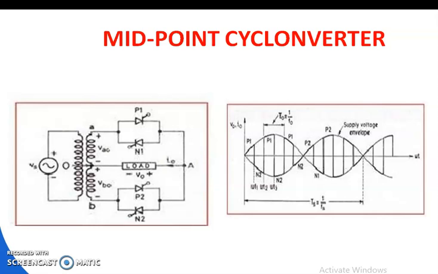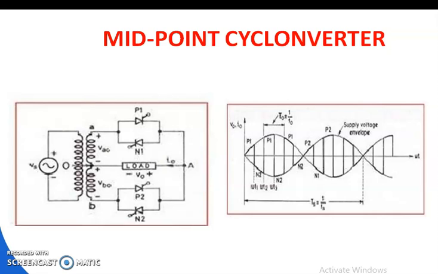Then come to the operation, how this particular cycloconverter converts the fixed input frequency into variable output frequencies. As this cycloconverter converts AC to AC, this type of converter is a one-stage or single-stage cycloconverter. Then come to the operation. The operation of that particular cycloconverter is studied in two different cases.